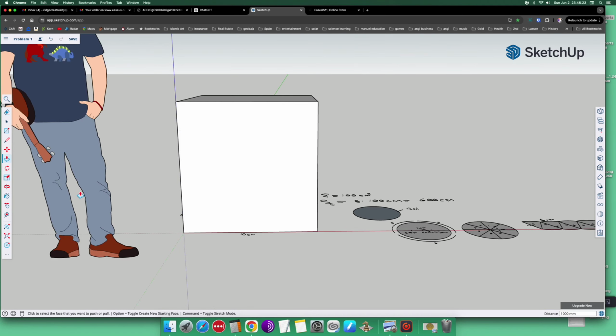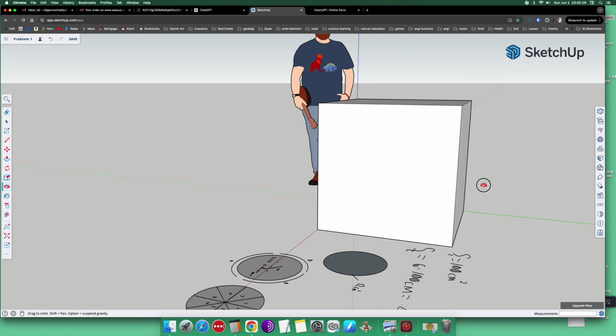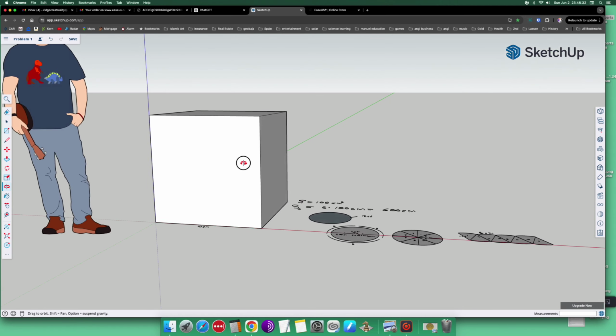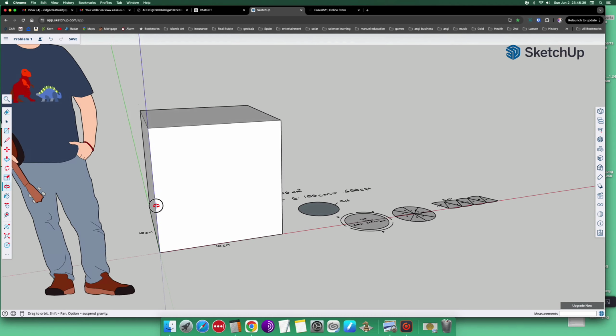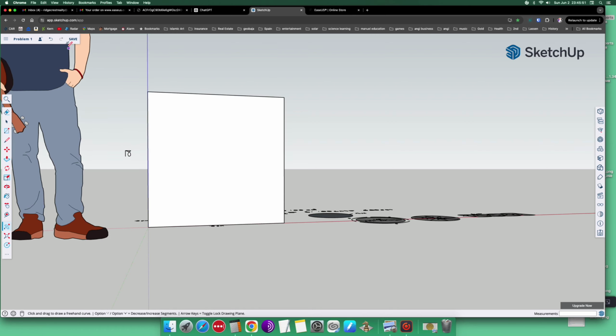Now take a look at what I got here. A nice big cube. And guess what? It's 10 by 10, correct? And it turns out that the height that I went up is also 10. So I got 10 centimeters here as a height. So now, if we talk about volume, that's 10 centimeters.